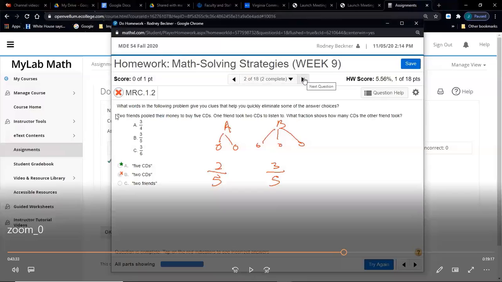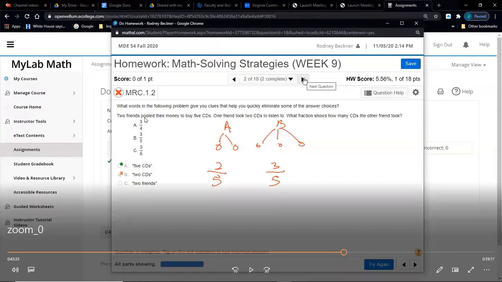They did not want us to answer the question here. It's just what clue helps you eliminate some choices. So they say two friends pooled their money to buy 5 CDs. So you got two friends. One of the friends took 2 CDs to listen to. Which fraction shows how many CDs the other friend took? So again, what words give you clues that help you quickly eliminate some of the answer choices?